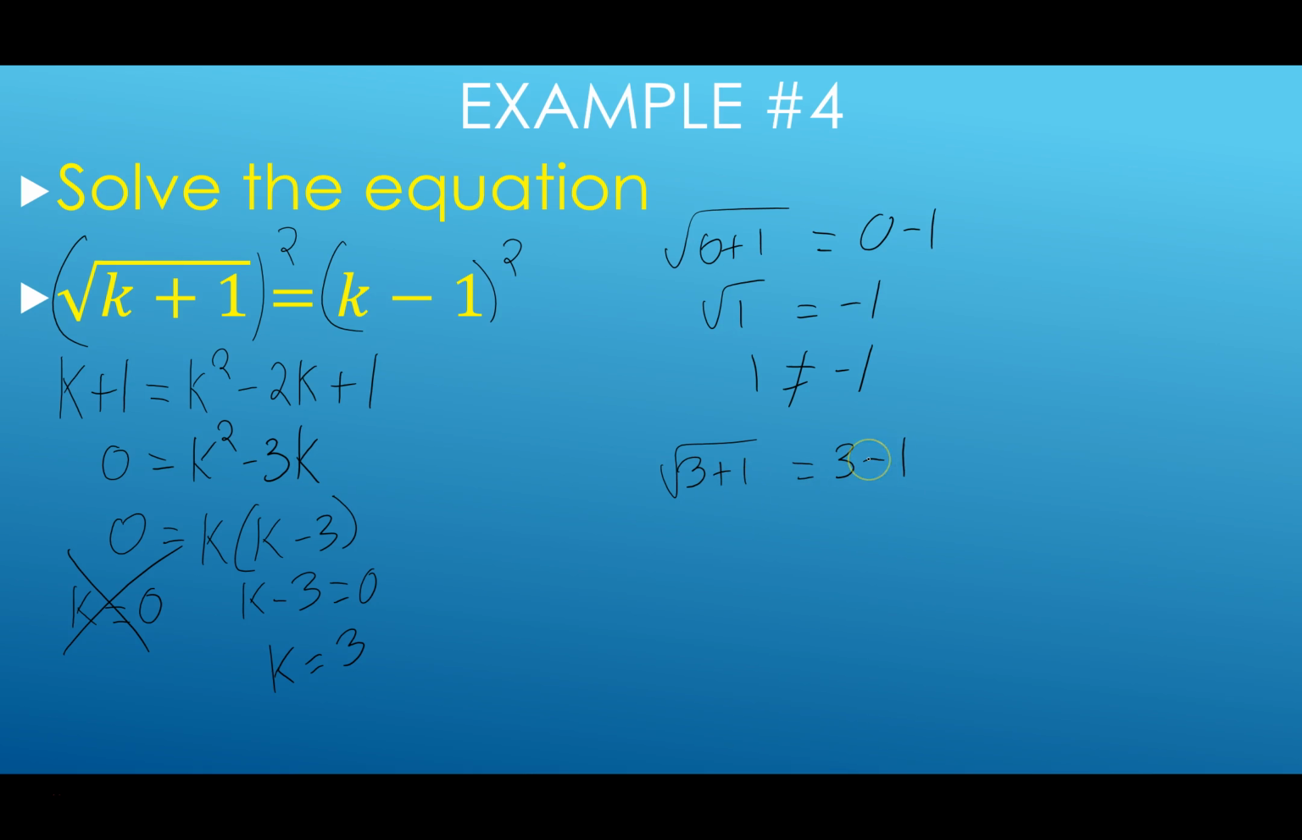Square root of 3 plus 1 versus 3 minus 1. We get square root of 4 equals 2. 2 equals 2, and that's fine. So our answer is k equals 3.